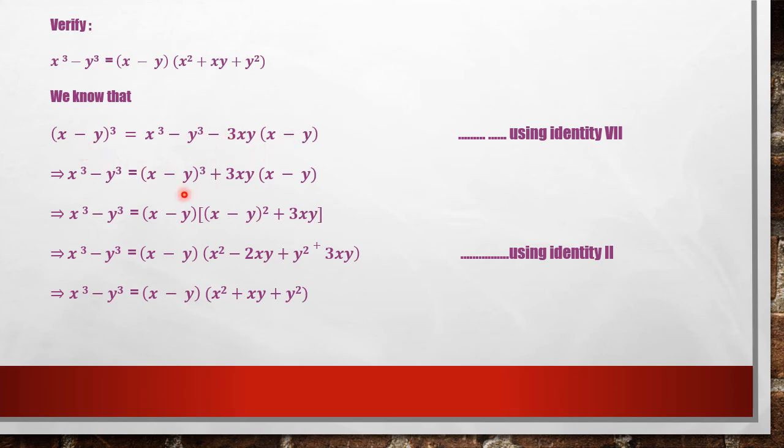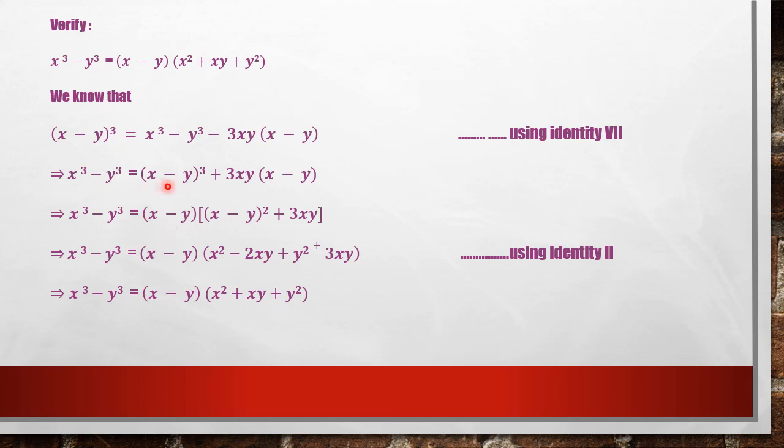(X minus y) whole cubed is as it is, but when these are transposed, they become plus 3xy (x minus y). Write these terms in right hand side because we have already written x cubed minus y cubed in left hand side because we want to verify it from LHS. This is the LHS. So after transposing these terms over here, write this entire part in RHS. Now here what is common? X minus y is common in both these terms. So write it outside the bracket.